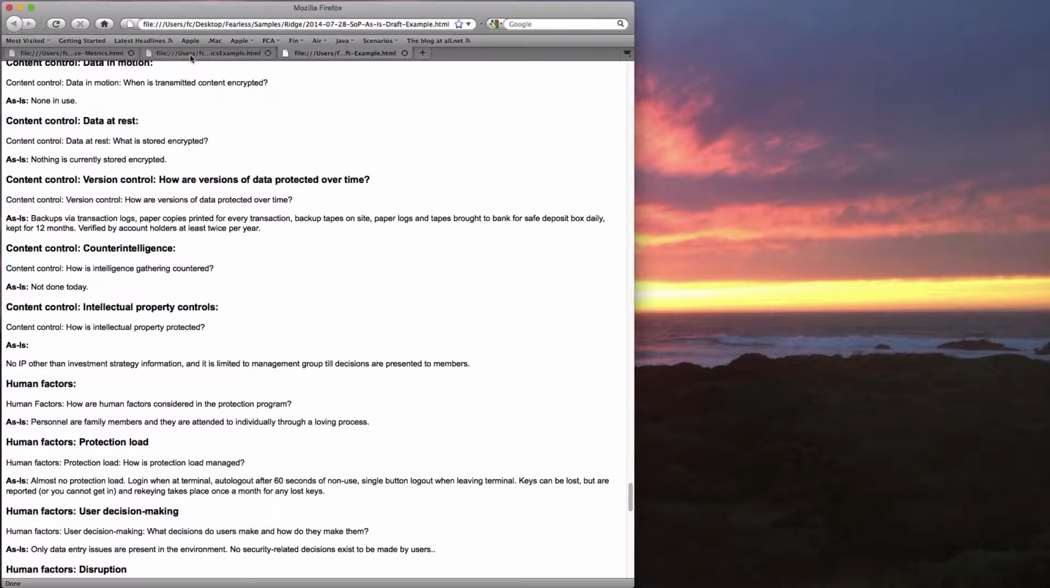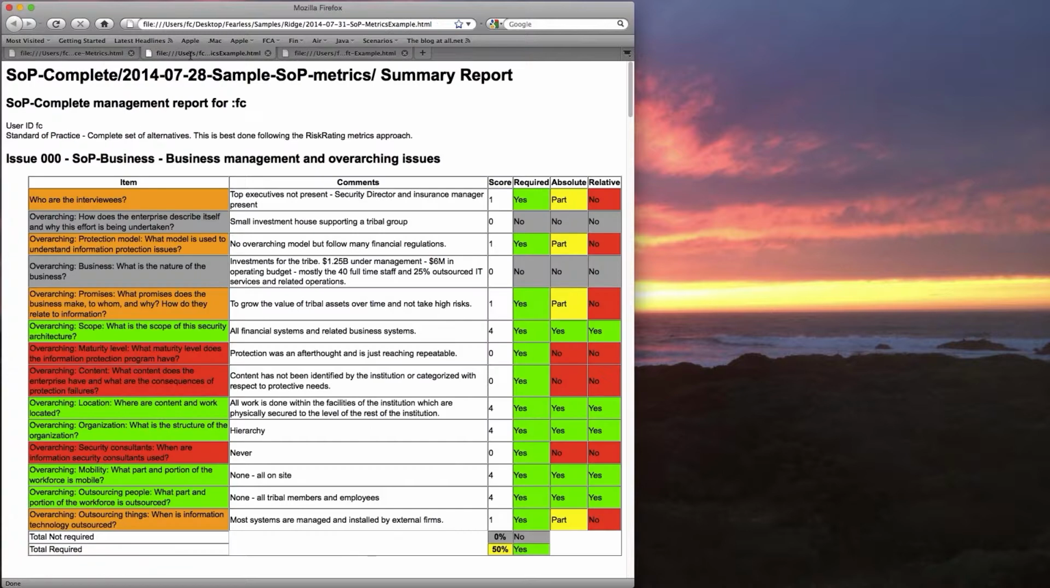If you're doing an insurance assessment, there are some additional reports generated. One of them is metrics. They involve absolute and relative metrics. The absolute are essentially rote application of the standard of practice, and the relative metrics are the judgment of the individuals performing the assessment through their peer review process.